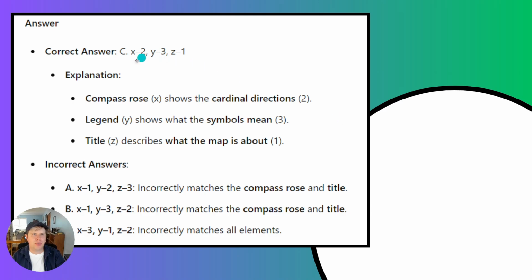The correct answer is going to be C. X connects to 2, Y to 3, and Z connects to 1. The compass rose shows the cardinal directions, the legend shows what the symbols mean, and the title describes what the map is about. These just kind of show how it matches up incorrectly if you need to look at that, but that's going to be our correct answer.